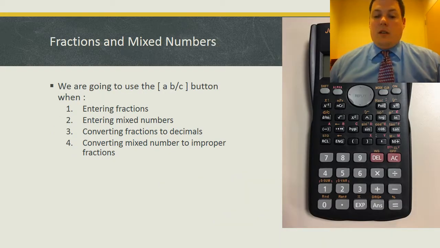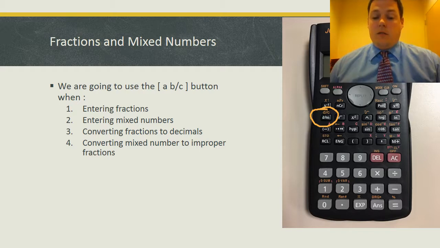The next thing I would like to talk about is fractions and mixed numbers. We are going to use this button here. I'm going to circle it in yellow. It's the ABC button. You see the ABC button, it's on the left-hand side of this calculator, 2 down. This is what we are going to use to enter fractions. It also allows us to enter mixed numbers, convert fractions to decimals, and convert mixed numbers to improper fractions.